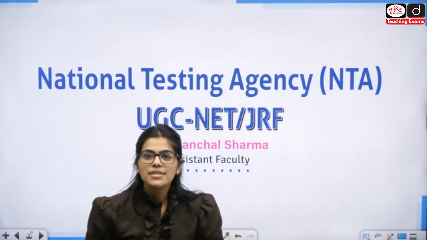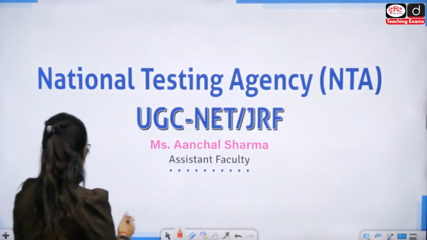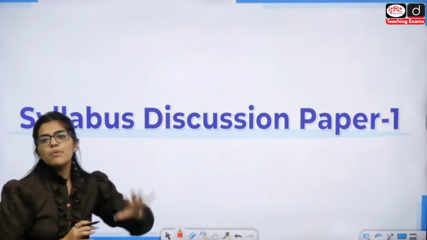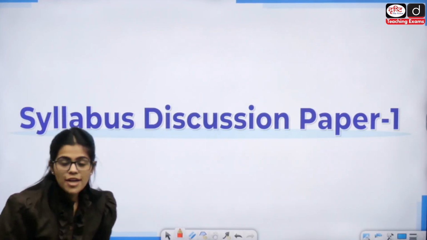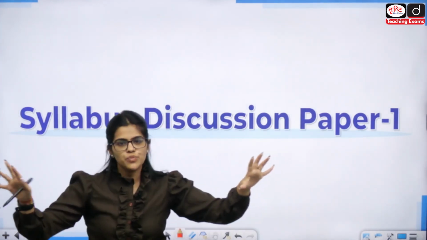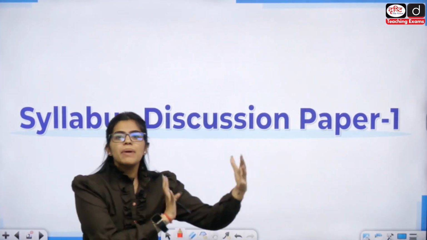Today we are going to discuss the syllabus of paper 1. So this is our topic. We are going to talk about the syllabus of paper 1 that is there in UGC NET. As we have already seen, there are two papers, paper 1 and paper 2. Paper 1 is the general paper that we have.